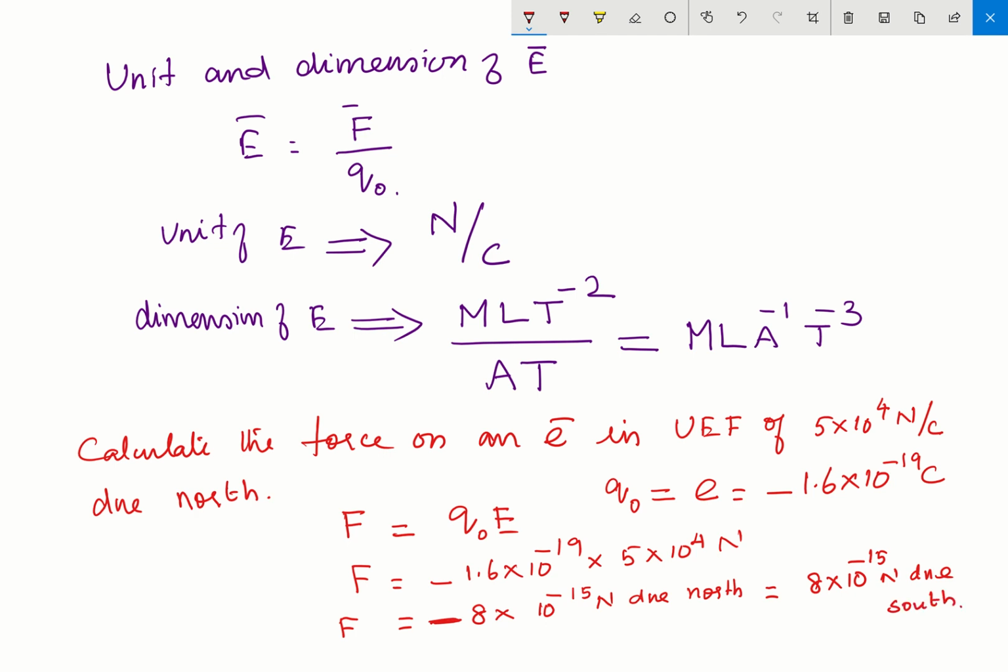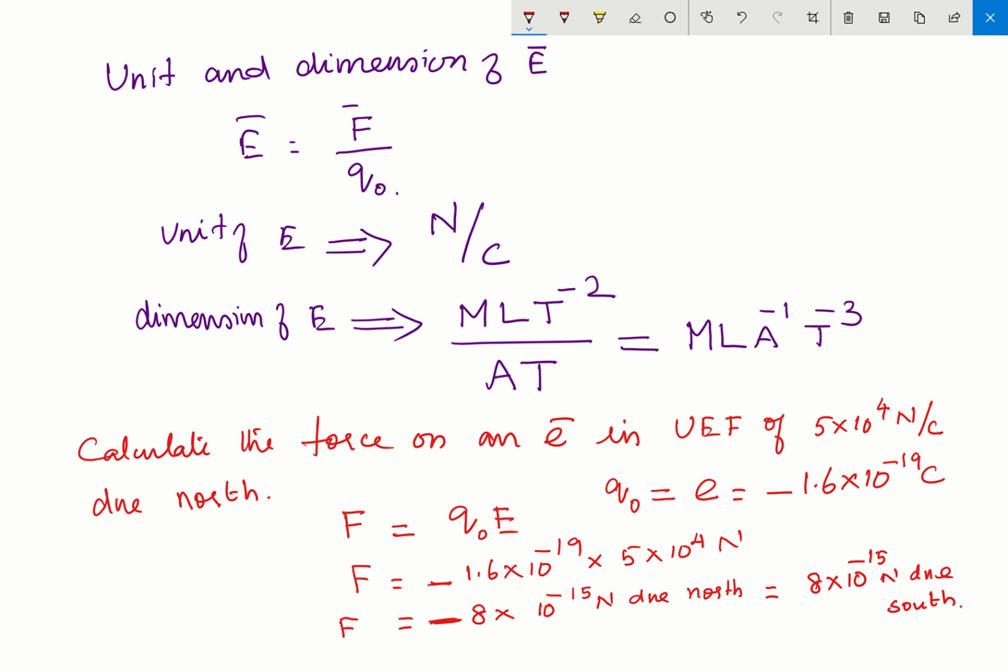That's why I have chosen this problem. See, F is equal to Q naught E, but Q here is the electronic charge. Electron charge, you know that it is negative. If you take that negative charge into consideration, that gives you the direction here. The electric field is due north, therefore the electron will be experiencing a force due south. Is it clear? Okay, that's it.